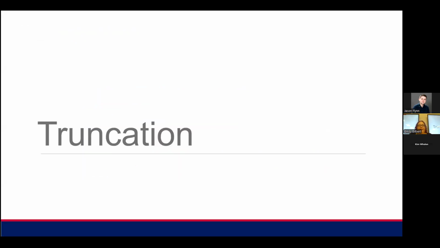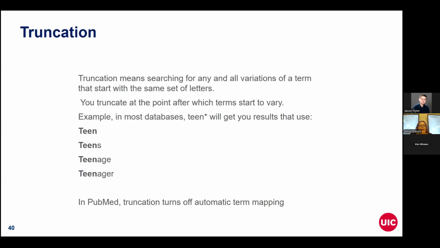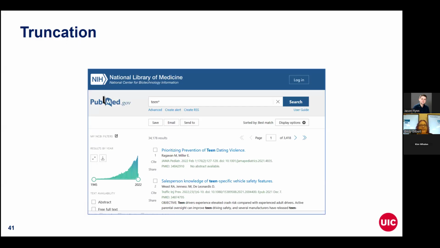All right, speaking of truncation, the next thing that we're covering is truncation, which means searching for any and all variations of a term that start with the same set of letters. So you truncate at the point after which the terms start to vary. For teen, teens, teenager, teenage, you would just put it after the TEEN and then the asterisk. And this will also turn off automatic term mapping. So we have teen right there with the truncation.